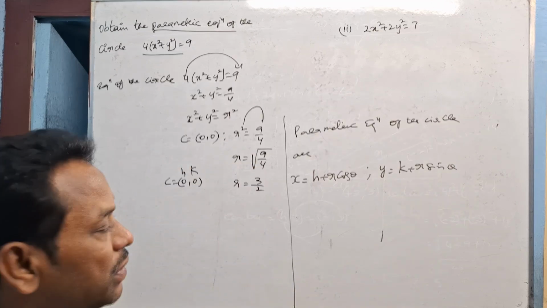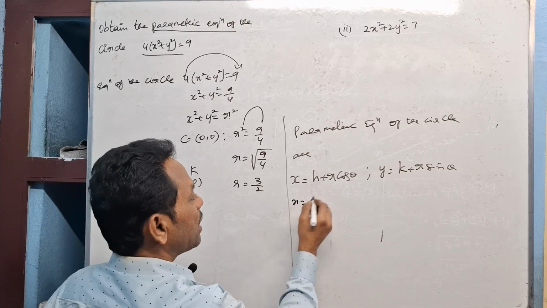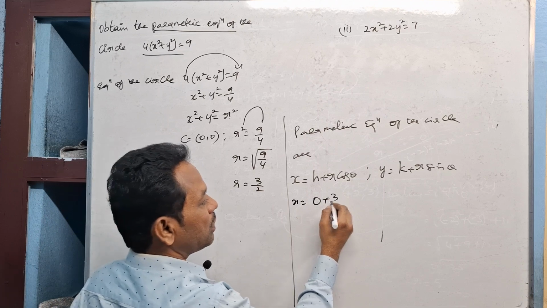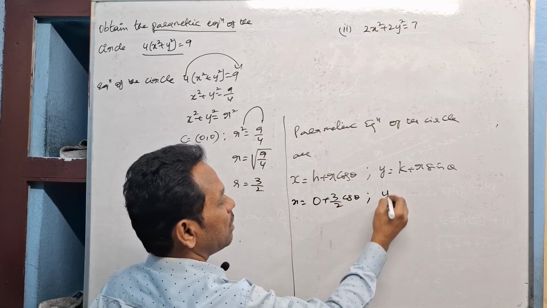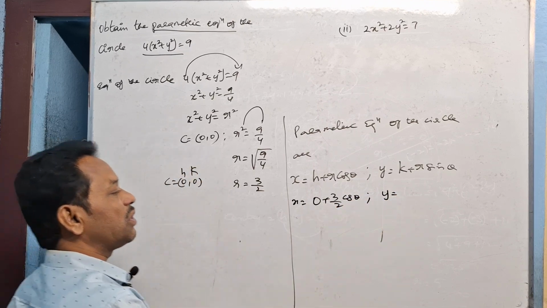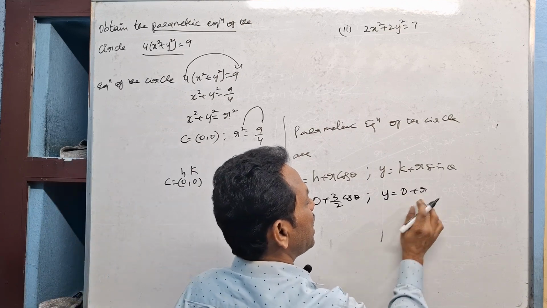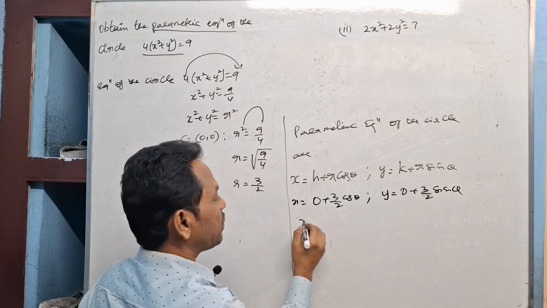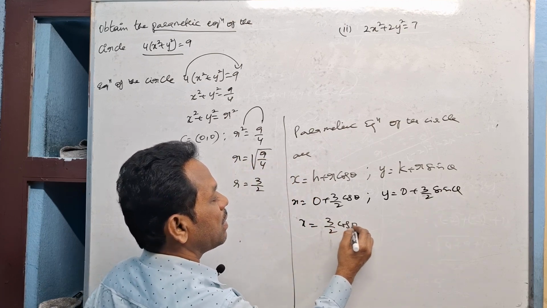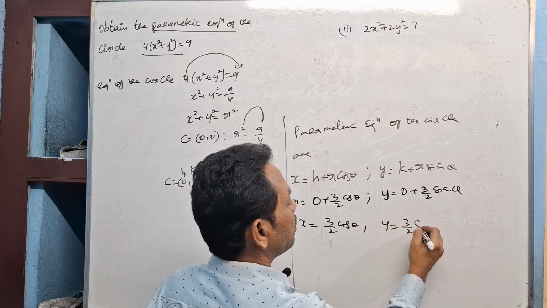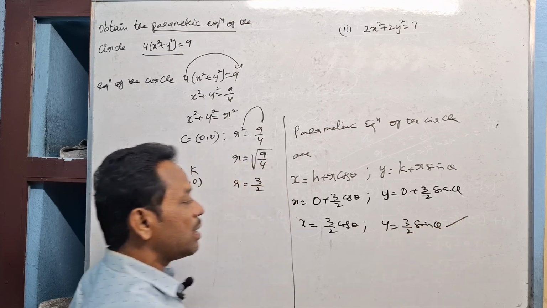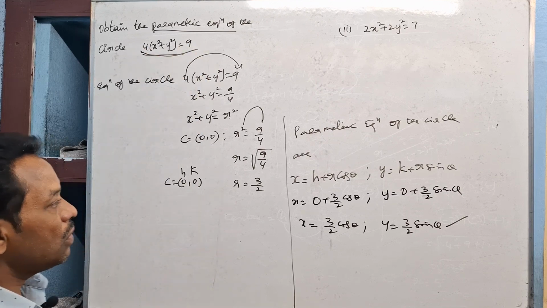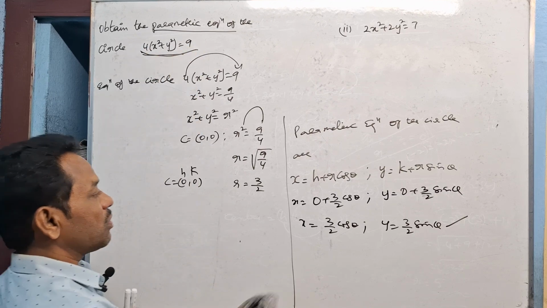Let me put the values. Here, the h value is 0 plus the value of r, which is 3 by 2, cos theta. y equal to the value of k, which is 0, plus r, which is 3 by 2, sin theta. So x equal to 3 by 2 cos theta and y equal to 3 by 2 sin theta. Now these are the parametric equations of the given circle. Okay, bachcho. Now let us go for the next question.